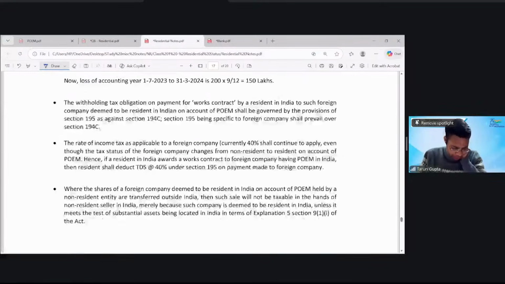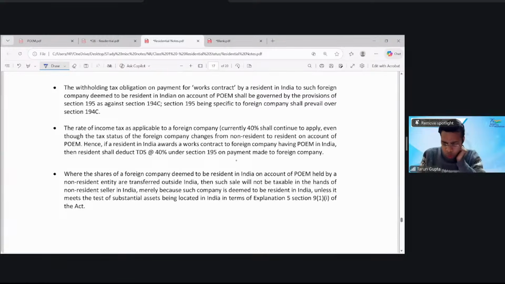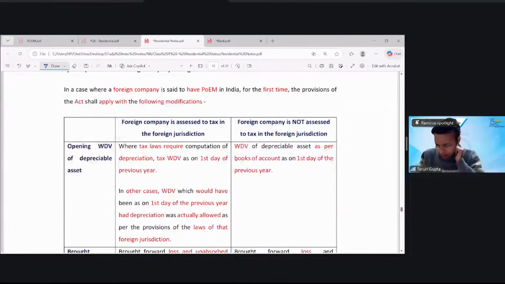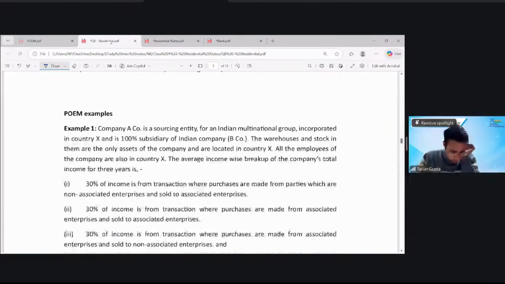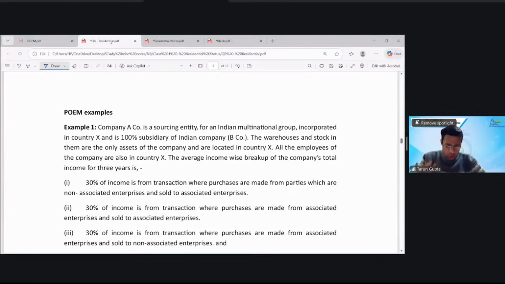Okay, so we have done one part of POEM, the major part, which is how we determine the POEM. Then the questions are asked from this concept only. Next, we will do: if a company is held to be a resident in India on the basis of POEM, then what are the consequences? So let's first do some questions to actually see how the questions are asked from this concept.